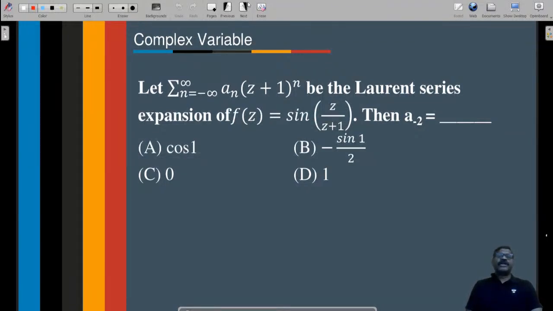Sigma n equal to minus infinity to infinity, a n into z plus 1 whole power n, be the Laurent series expansion. So we have to express in terms of z plus 1 whole power n. What is the value of a minus 2? a minus 2 means the coefficient of z plus 1 whole power minus 2.